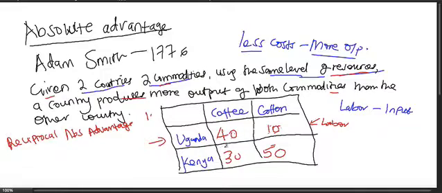So if you look at this example, it has changed. You find that Kenya is better here. In this circumstance, Kenya is using less costs to produce coffee, and Uganda is using less costs to produce cotton. So in this circumstance, that's when we refer to reciprocal. So reciprocal absolute advantage means one country is superior to the other in one commodity, and the other country is superior to the other in the other commodity.